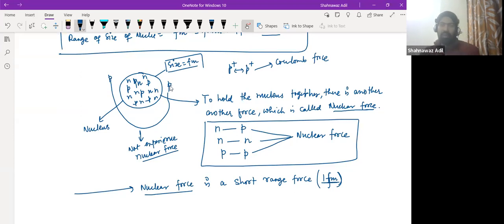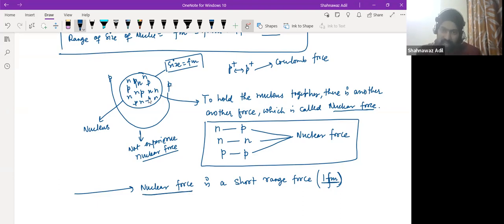Proton and proton are positively charged particles. Proton and proton will repel each other. Why? Because they are not inside the nucleus. If they are not inside the nucleus, then this force would not be there. So then the Coulomb force will dominate.